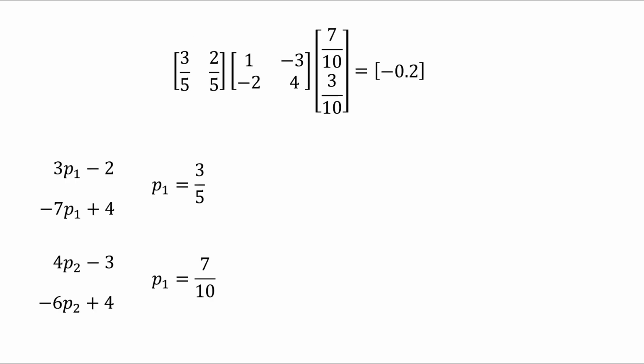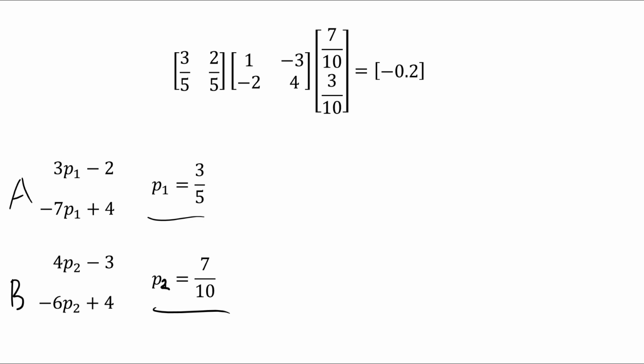So let's look real quick at the expected values. Here were A's expected values, 3p1 minus 2 and -7p1 plus 4. And just as a reminder, p1 was 3/5. B's expected values, if you remember, were 4p2 minus 3 and -6p2 plus 4, where, whoops, that should be a p2, not a p1, where p2 was 7/10. So if we take each of those values, p1 and p2, and plug those in to any one of these.